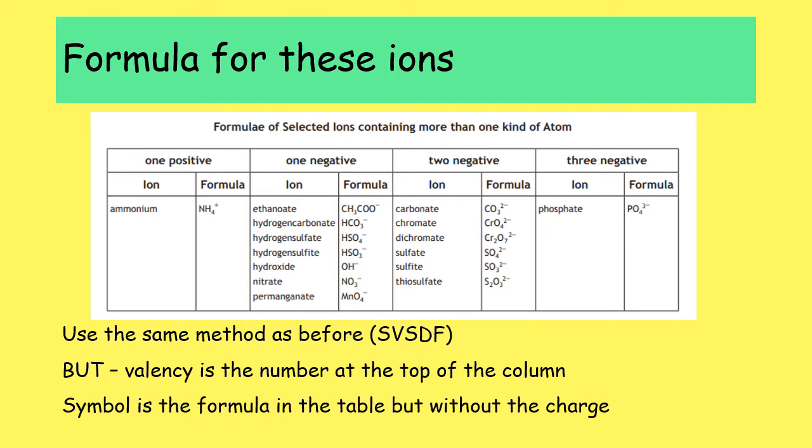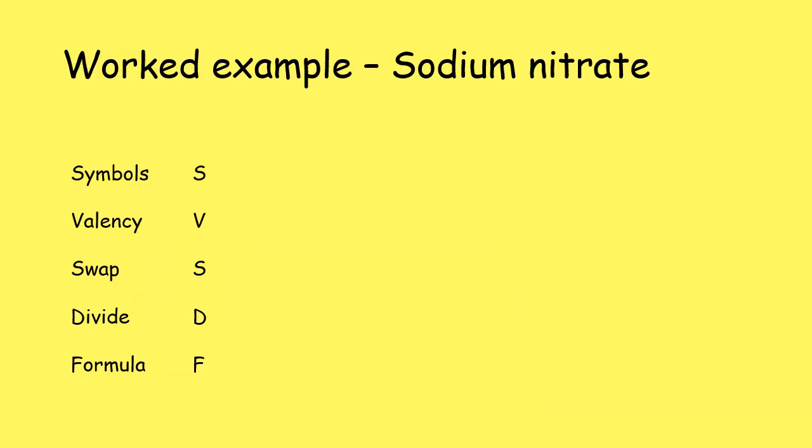When we are using this, we're going to use exactly the same method as before, the SVSDF method. But remember, you're going to take the valency from the top of the column. The symbol is the formula in the table, but without the charge. So here is an example, sodium nitrate. It ends in the letters ATE, so we know that for the nitrate part, we have to look it up on page 8. The sodium part, we're just going to treat as normal, using whatever group sodium is in to work out what its valency is.